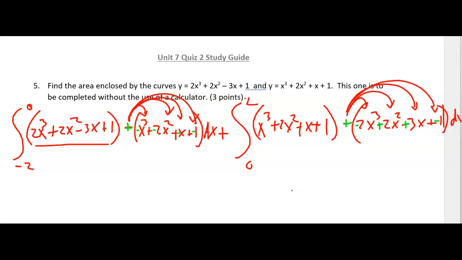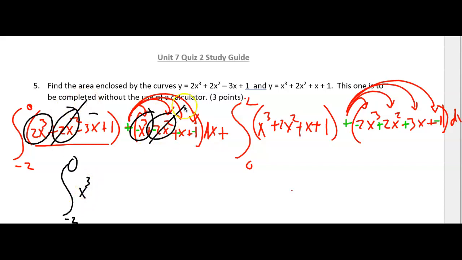All right, so now we're ready to combine our like terms together. My first integral goes from -2 to 0. If I put my cubes together, I'm going to end up with x cubed. If I put my squares together, they're going to cancel. If I put -3x with negative x, I get -4x. And if I put +1 with -1, they cancel. So there's that.